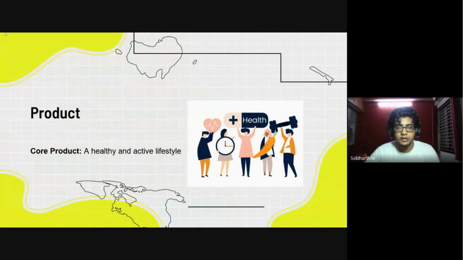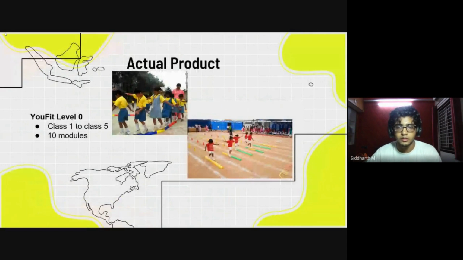So what we're essentially selling is a healthy and active lifestyle, which is free of obesity. Though it may seem very simple, the product we're selling will actually save our consumer many trips to the hospital in the future. So on the whole, it actually makes a huge impact. So moving on to the actual product.